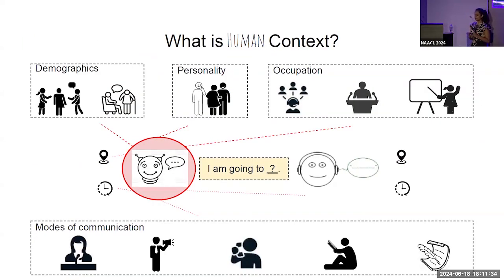The very first question that arises is, what is human context? Given a phrase, I am going to, can have countless continuations to it. For example, each one of us might have a different ending to it here. It depends on who is speaking, to whom, where, in what situation, and when. Other factors like demographics, personality, occupation, and modes of communication also play a crucial role.